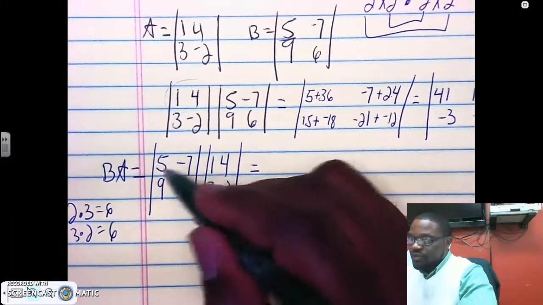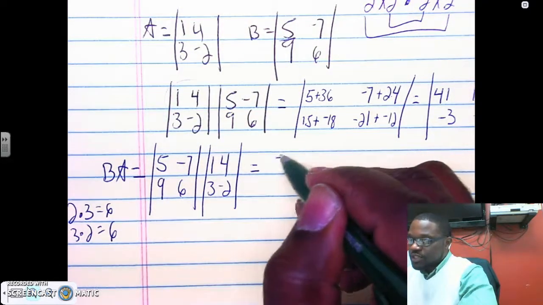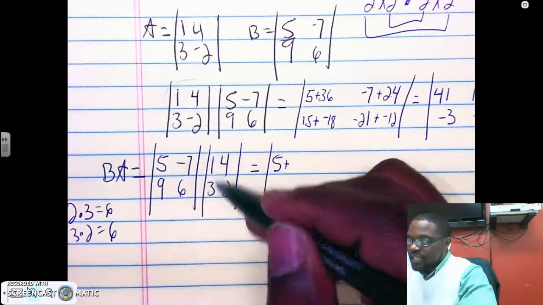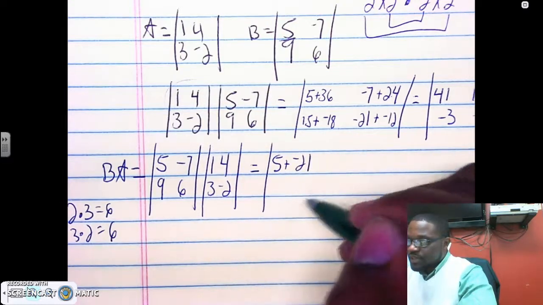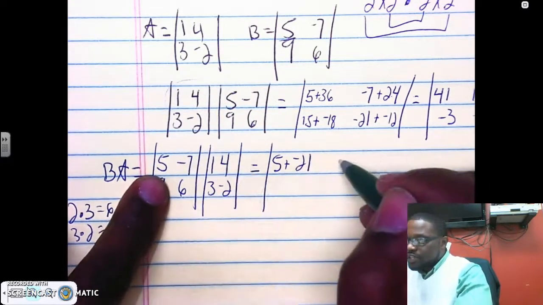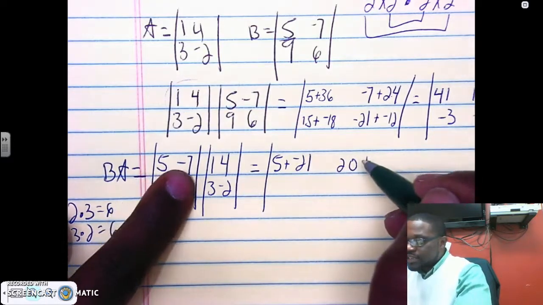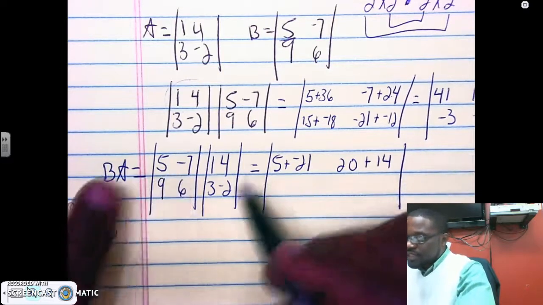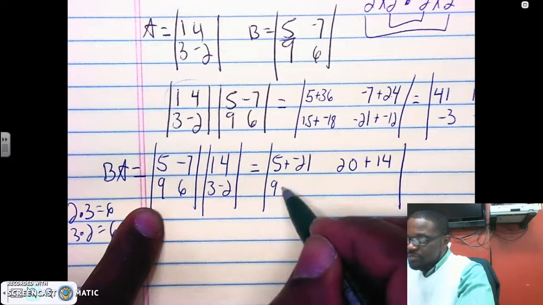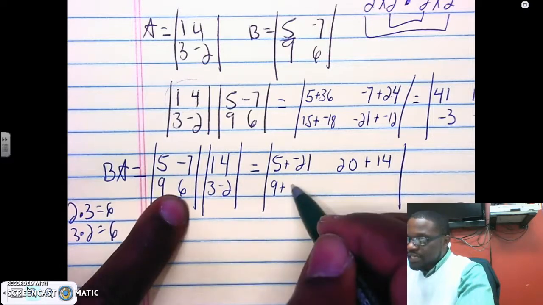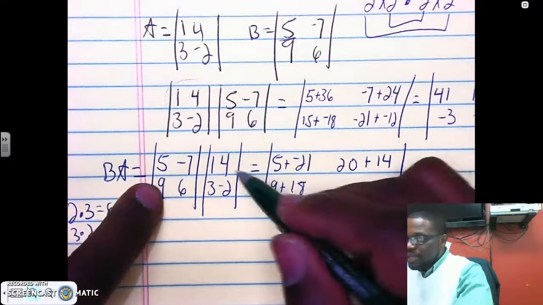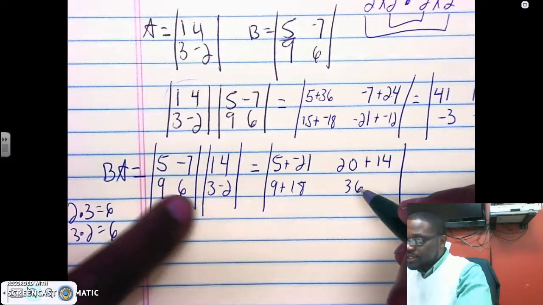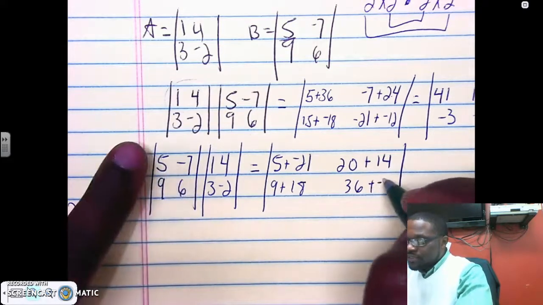Let's prove it. Row times column. 5 times 1 is 5. Plus negative 7 times 3 is negative 21. Then 5 times 4 is 20. Plus negative 7 times negative 2 is 14. 9 times 1 is 9. Plus 6 times 3 is 18. And 9 times 4 is 36. And 6 times negative 2 is negative 12.